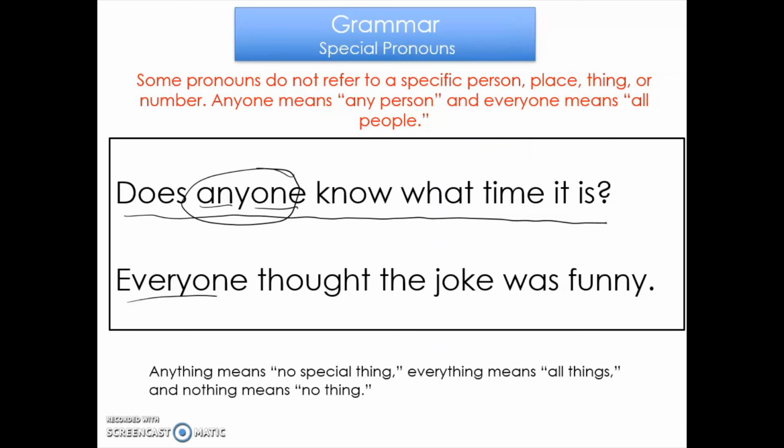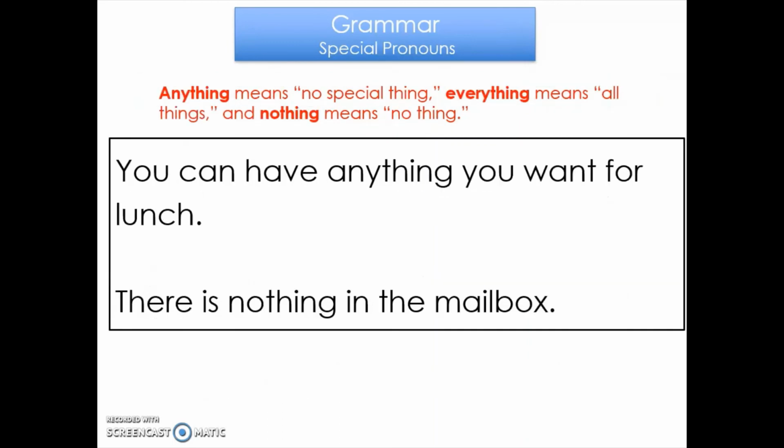Okay, the next sentence says, "Everyone thought the joke was funny." Everyone is the indefinite pronoun. Again, it's not talking about "she thought the joke was funny," which is directed to one specific female, or "Sally thought the joke was funny," which is directed specifically to Sally. Everyone thought the joke was funny means all people, okay? Every person thought the joke was funny. So here we are using similar indefinite pronouns. This time it's talking about things rather than people.